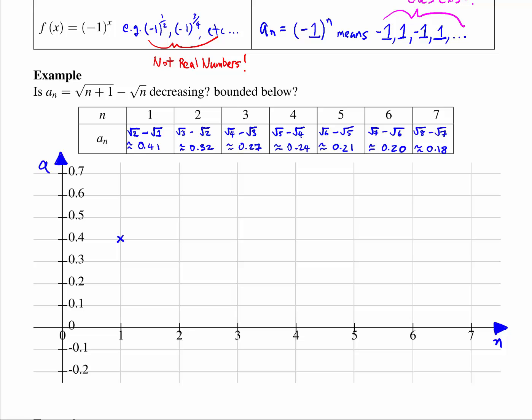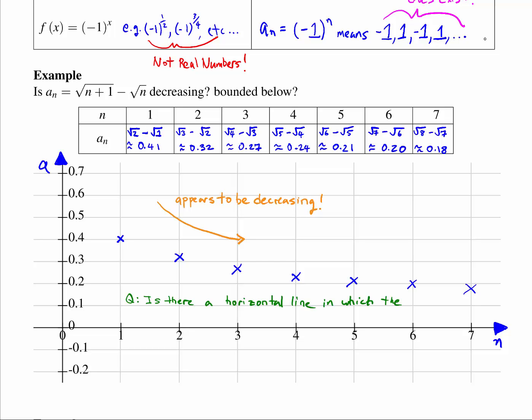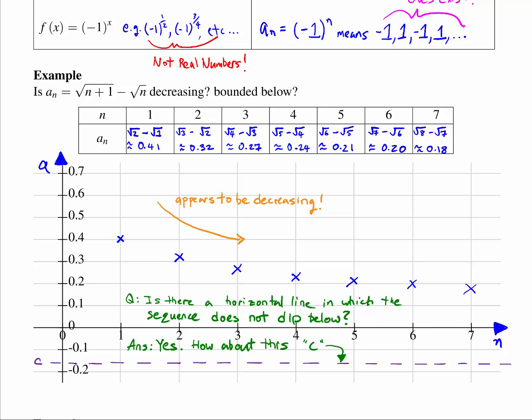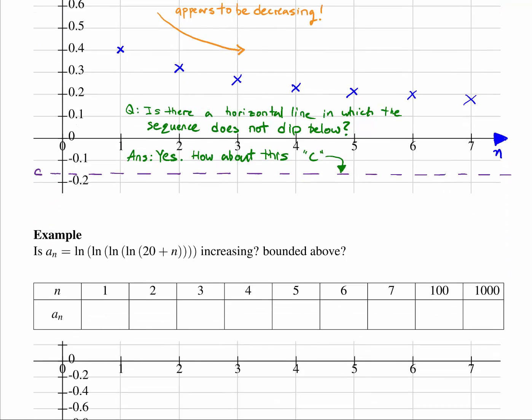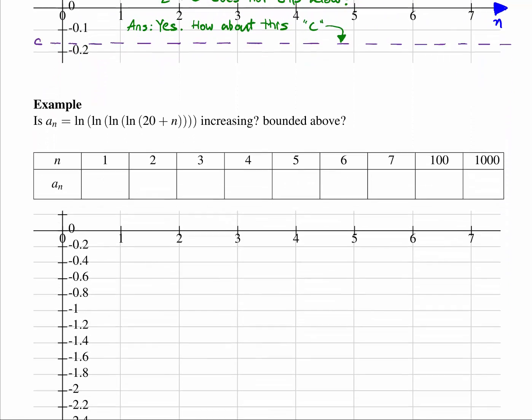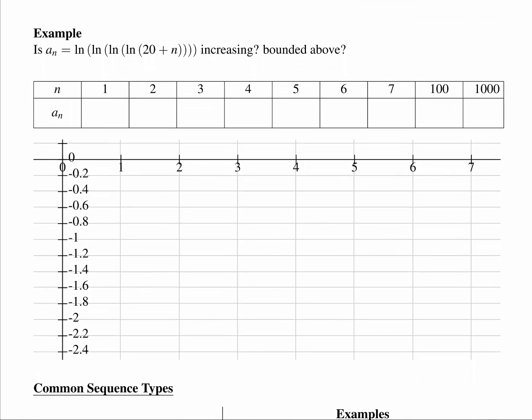And plotting these points, what we could certainly observe is that it does appear to be decreasing, and that would be true. And then to consider being bounded from below, is there a horizontal line that it does not dip below? And that also appears to be true, and indeed it is. Next, we can move on to another example, which is a little bit more complicated, just because it has compositions of the same function repeated.